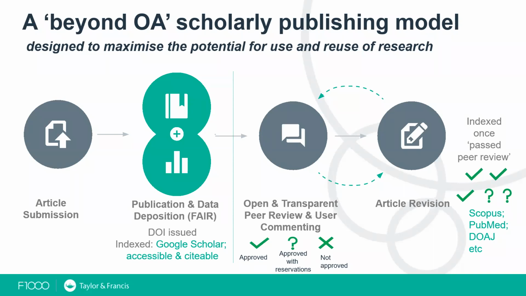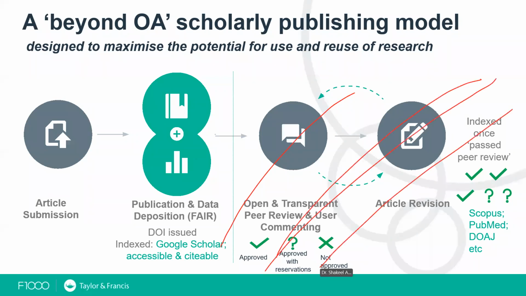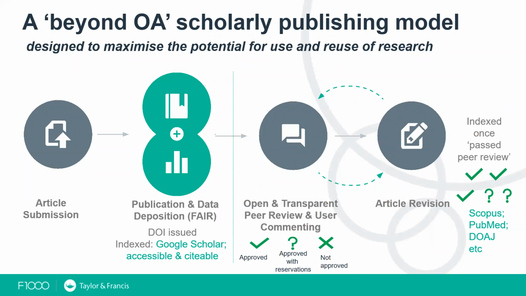So we have a functionality called article versioning. As and when the reviewers review the paper and leave their comments, the authors can choose to revise those papers accordingly, and address and respond to those reviewers' comments. And the reviewers can select one of three statuses, which are approved, approved with reservations, and not approved.